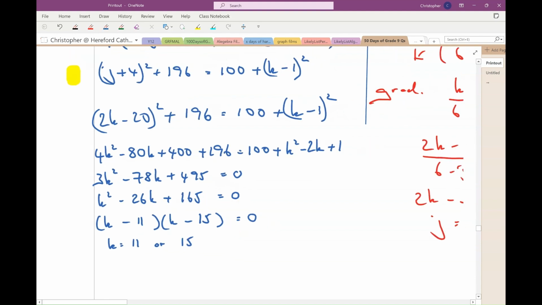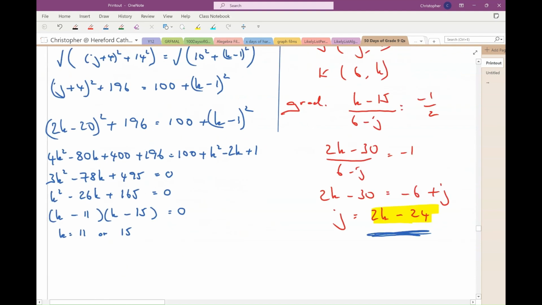So let's work out each of the corresponding values for j, shall we? Now, if k is 11, then j, remember that formula there, 2 times k, 2 11s, 22, minus 24 gives me minus 2. And if k equals 15, then j is 2 15s are 30, minus 24 is 6. So it looks like there are two sets of answers. k is 11 and j is minus 2, or k is 15 and j is 6.